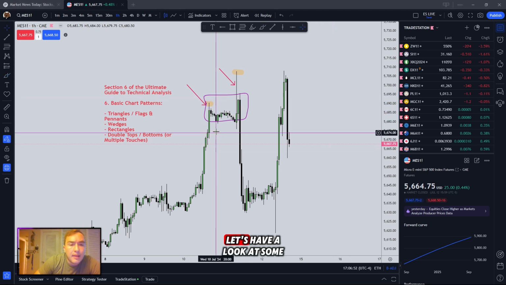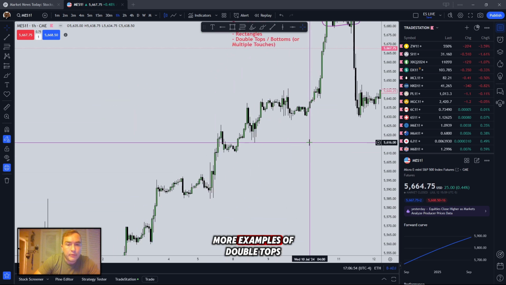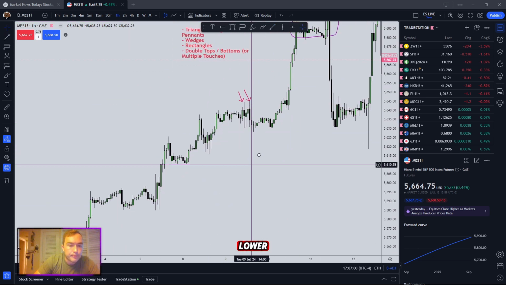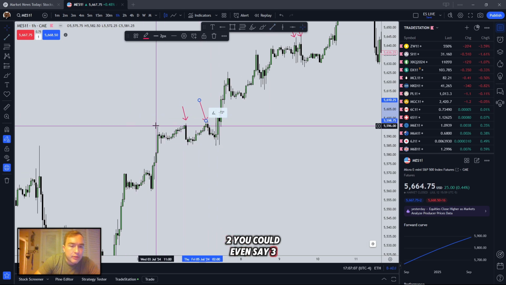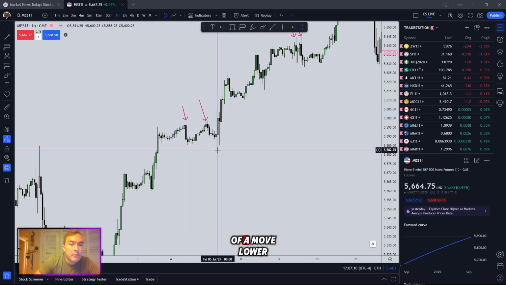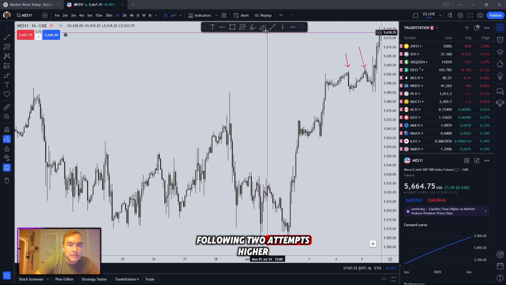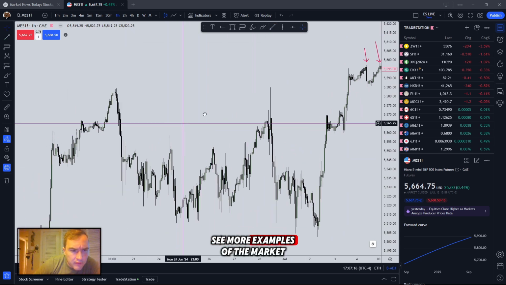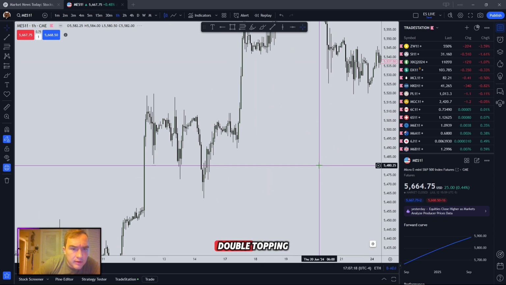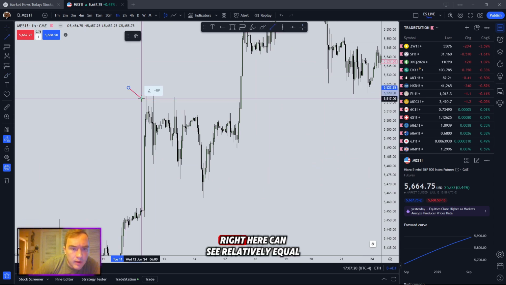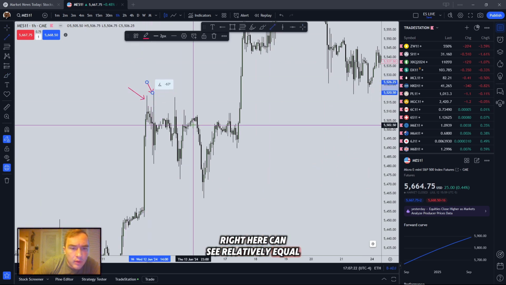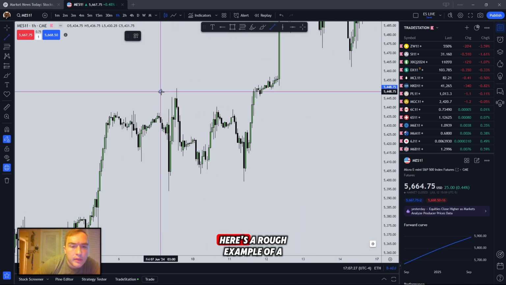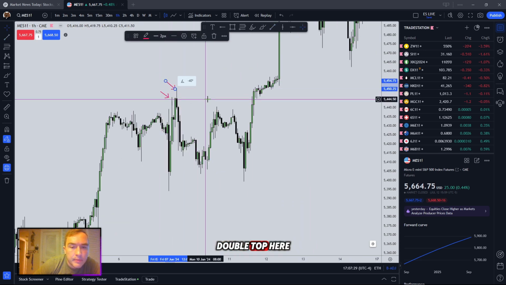Guys, so let's have a look at some more examples of double tops. Notice 2 tops here, market moves lower. You could even say 3 over here, but notice that the market had a little bit of a move lower following 2 attempts higher. Now, let's see more examples of the market double topping. Right here, you can see relatively equal highs where the market moved lower, double top. Here's a rough example of a double top here.